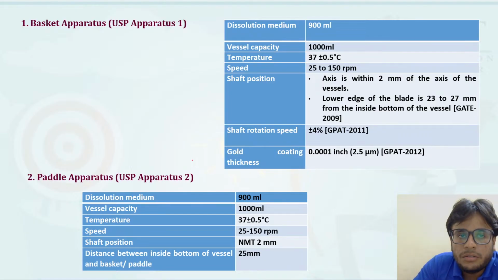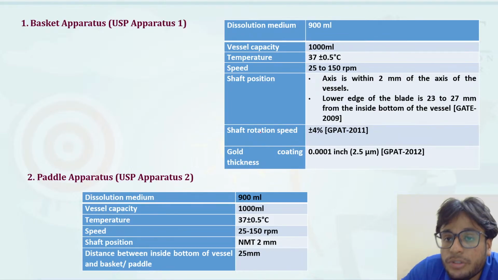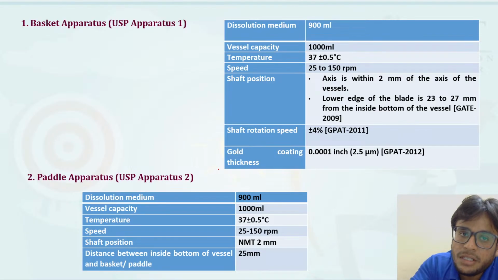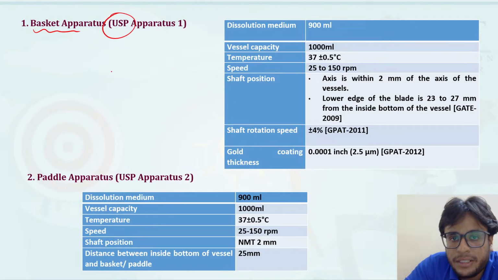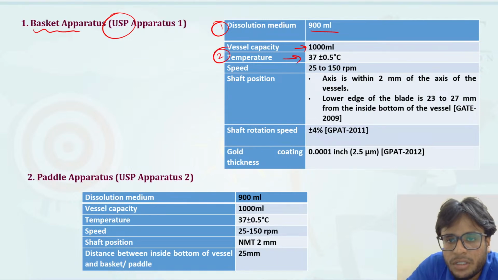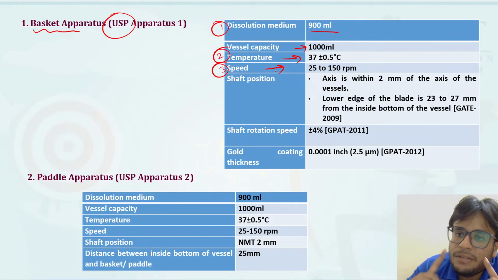Yes, so there are different kinds of dissolution apparatus as per IP and USP. As per USP, the first one we are discussing is the basket type of apparatus. What is in the basket type of apparatus? The dissolution media is the same, 900 ml. The capacity is 1000 ml. The temperature is 37 plus minus 0.5 is allowed. The speed is also what we have already studied, 25 to 150 RPM.